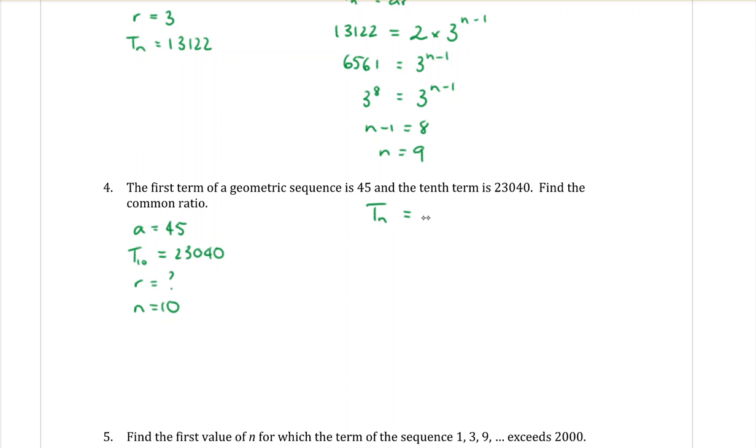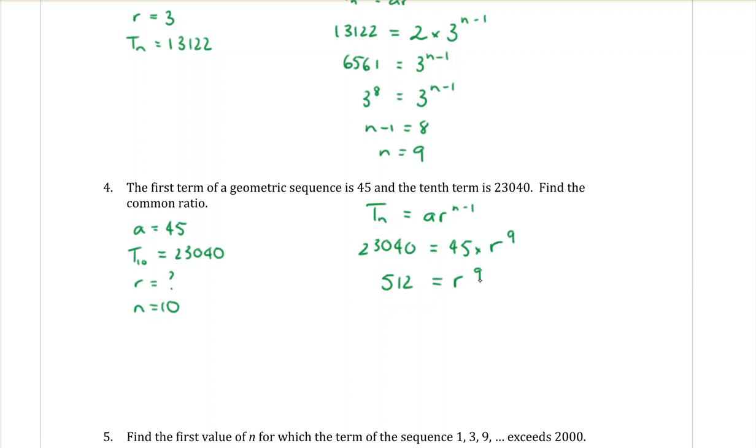Term formula: A R to the n minus 1. The term that I've been given is 23,040. The A was 45 times R, I don't know yet. And n, which is 10, I'm just going to subtract the 1 straight off and put a power of 9 up there. Okay. To get the R by itself, first of all, divide the 45. So that will leave 512 equals R to the power of 9.